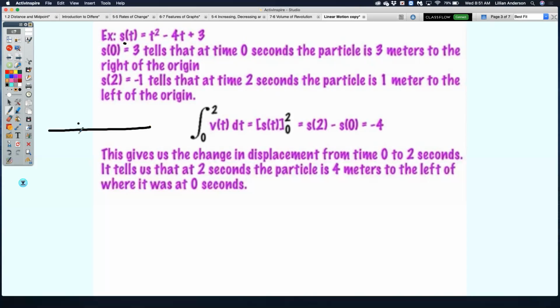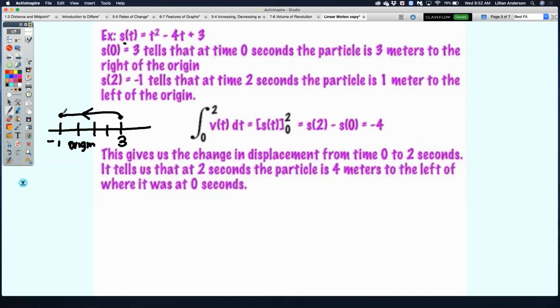So, if this represents the origin, then at 0 seconds, we're at 3 meters, okay? So this is where we would start. But then at 2 seconds, we're at -1, okay? So we went back this way in that direction for 2 seconds, all right? What am I drawing right here?